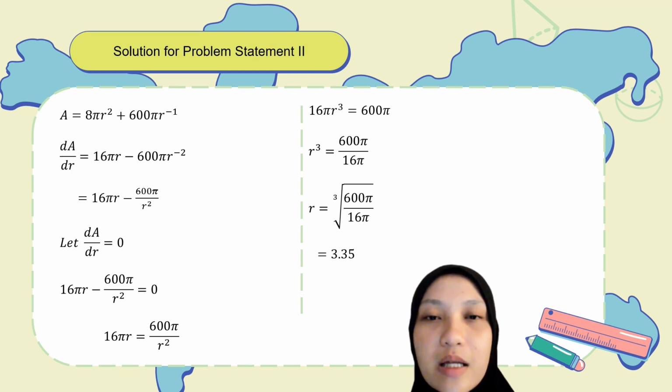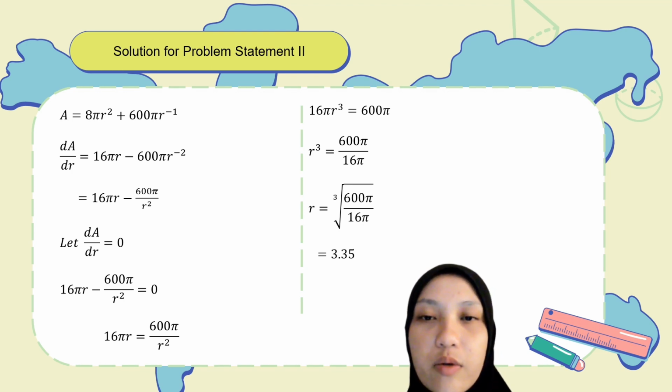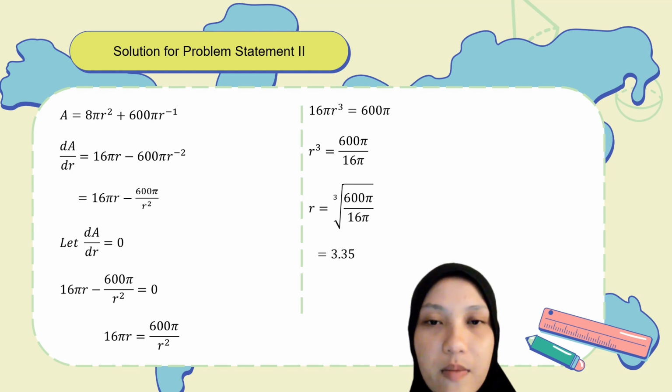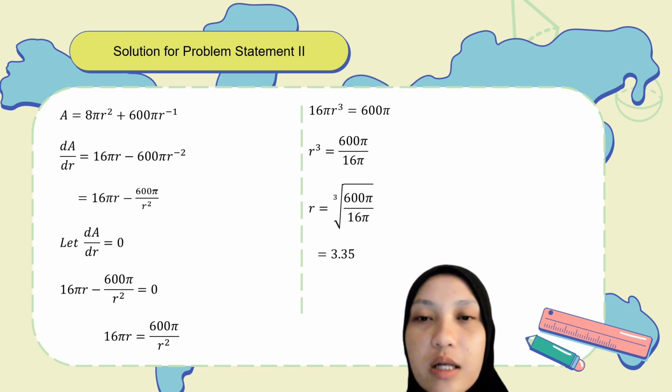We move 16 pi to the other side, so that r becomes the subject. We get r to the power of 3 equal to 600 pi over 16 pi. Then, we move the power of 3 to the other side, making r equal to the cube root of 600 pi over 16 pi, and we get the value of r, which is r equal to 3.35.